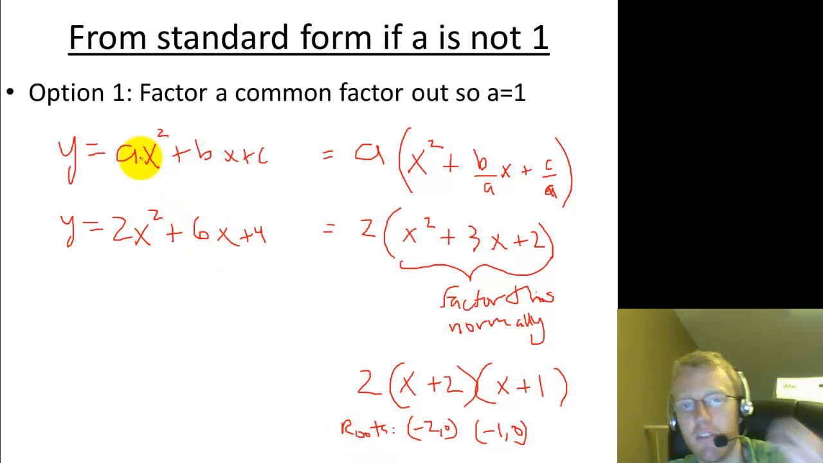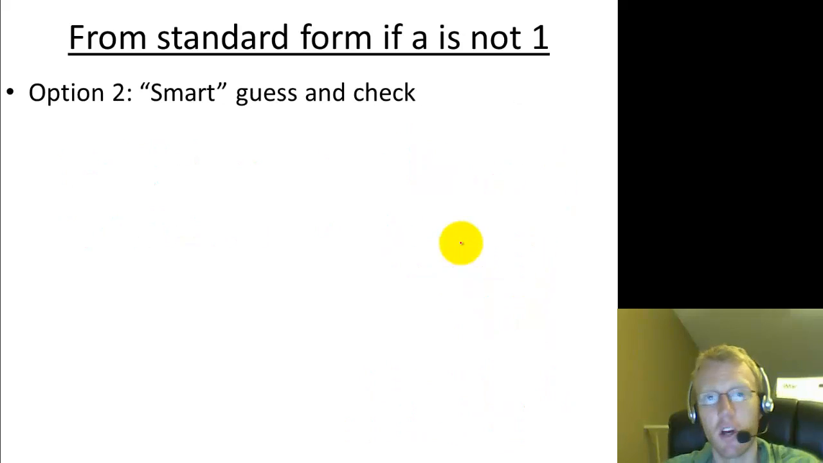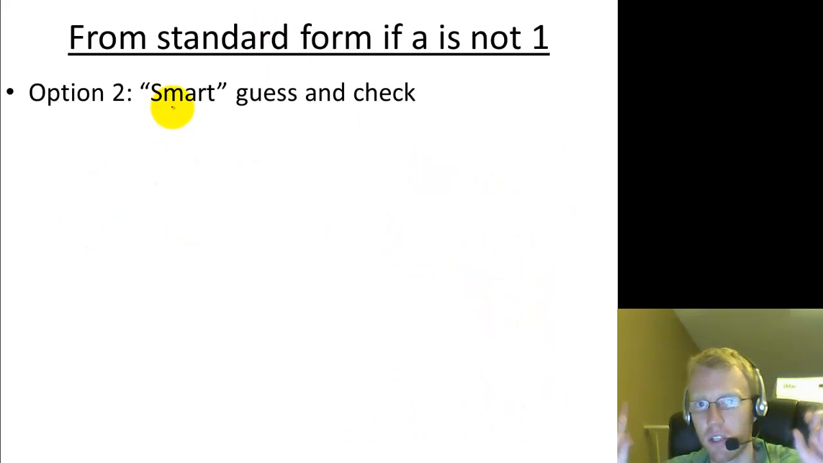But the idea is, if you have a leading coefficient, try to factor it out, and then see what you have left, and then you can factor that the other way. The alternate option is to do what I call smart guess and check.